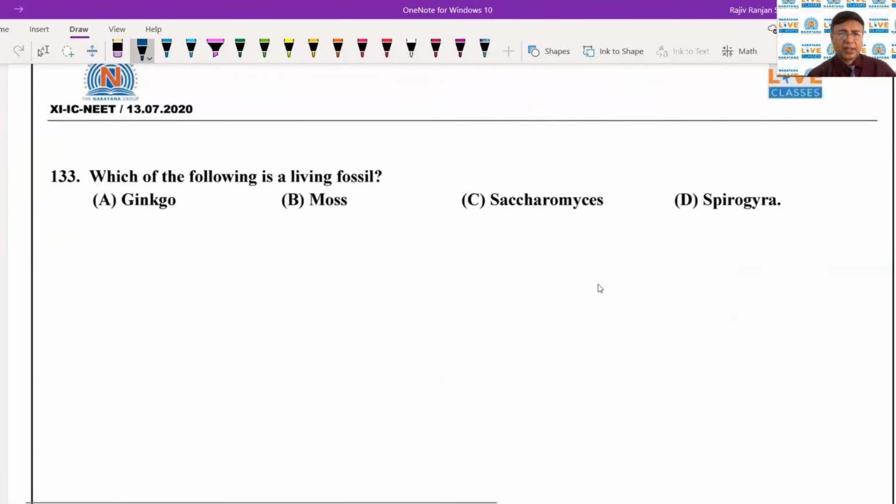Let's now just see the next question, question number 133: Which of the following is a living fossil? Ginkgo is the correct answer. Moss, Saccharomyces, Asparagopsis. So these are not said to be the living fossil.